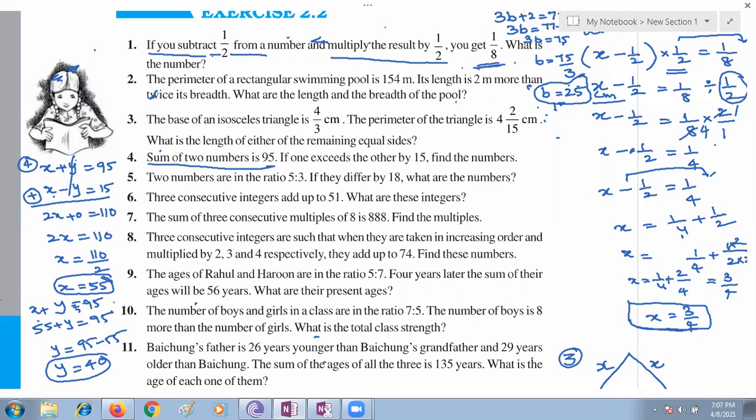Yes, children. See the fifth one. The two numbers are in the ratio 5:3. Ratio is given. They differ by 18. Differ means the difference between the two numbers is 18. What are the numbers? You take the two numbers to be 5x and 3x. The difference between those two numbers... Ma'am, 45 and 27, ma'am. Answer is... Yes, Pallav. What is your answer, Pallav? 45 and 27. Wait a minute. Let me write your answer on the screen. Pallav's answer is 45 and 27, ma'am. Okay, very good.